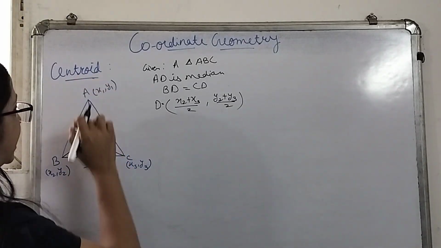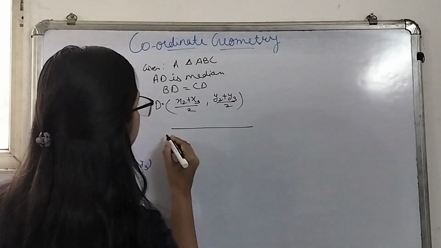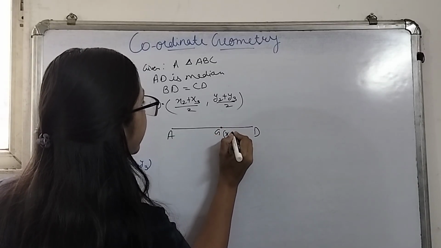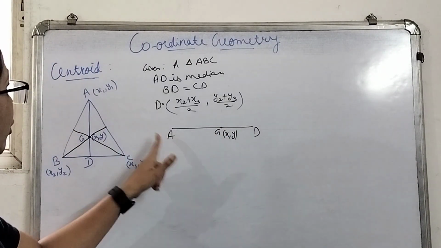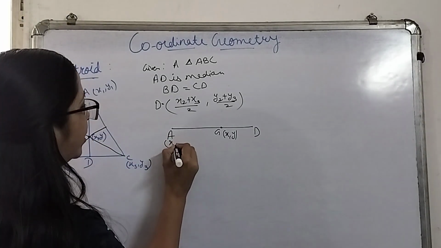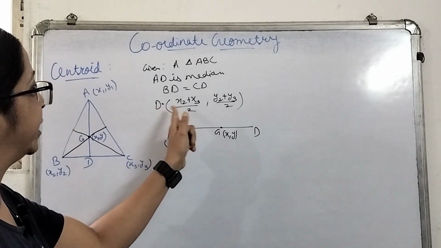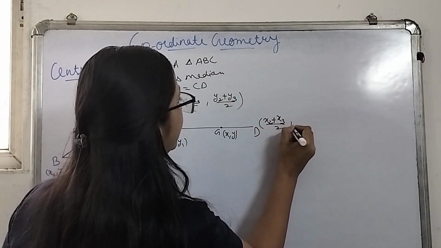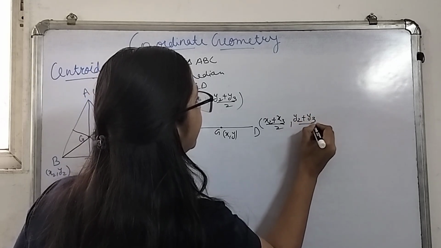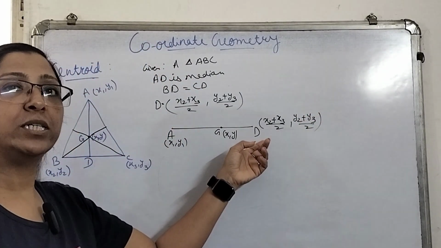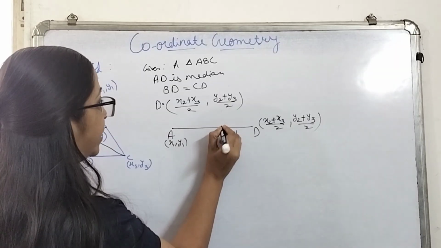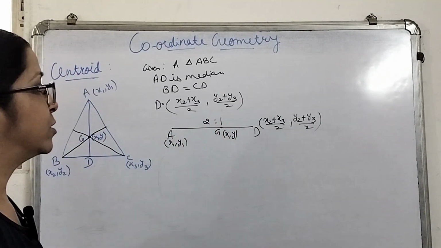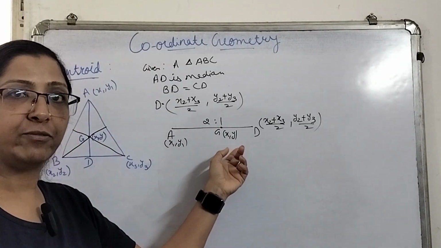Now we are taking this line segment AD, I am taking it like this. Over here, this is the point G whose coordinates are x, y. Now the coordinate of A is x1, y1, and the coordinate of D is x2 plus x3 by 2 and y2 plus y3 by 2. This is the coordinates for point D. Now this centroid is dividing the median into the ratio 2:1. By section formula, we can find the coordinates of x and y.